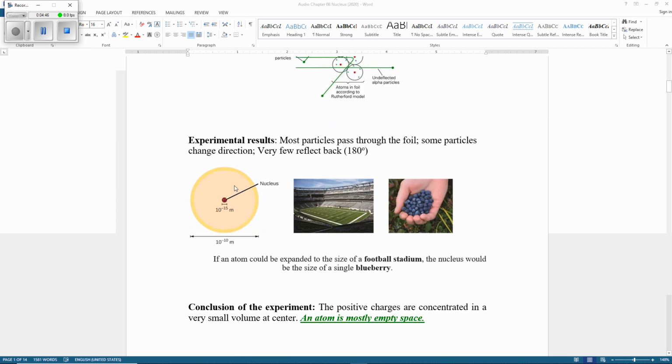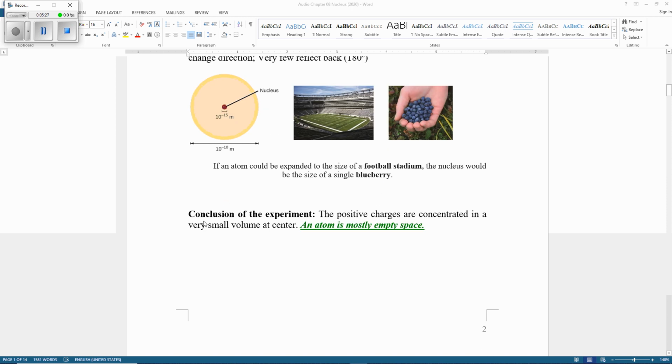So the experiment results tell us the inside of an atom is mostly empty space. The nucleus is 1,000 times smaller compared to the size of the atom. We also have an equation we can calculate with. To give you an example, if the size of the atom is like a football stadium, the nucleus is just like one piece of blueberry. Think about how small it is. 10,000 times smaller.